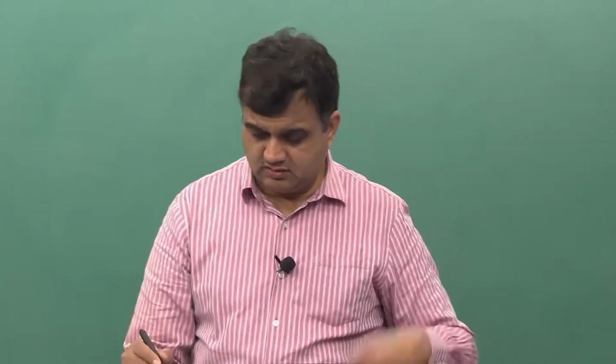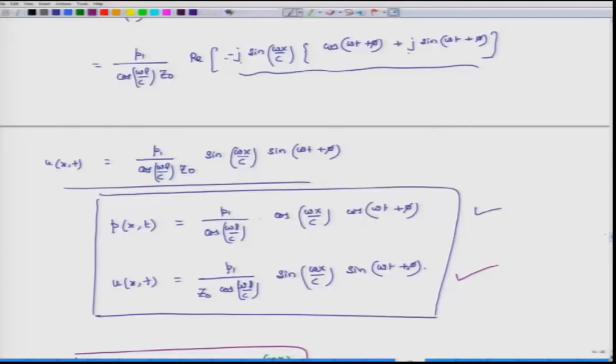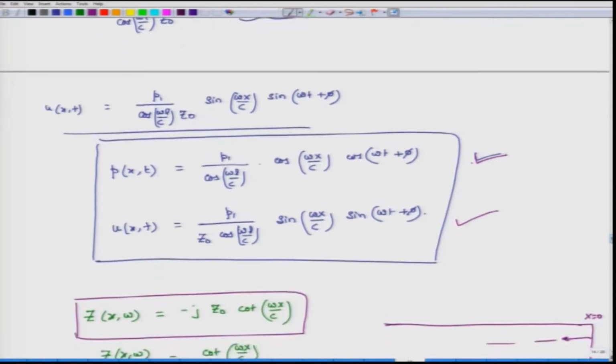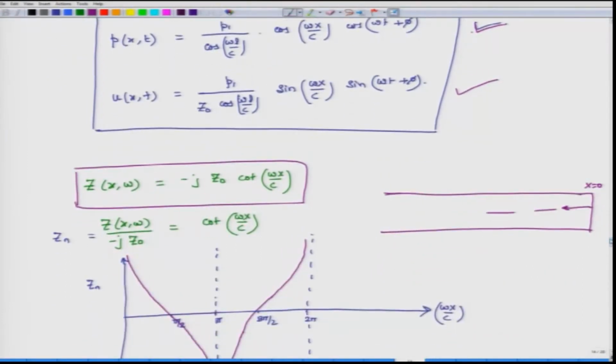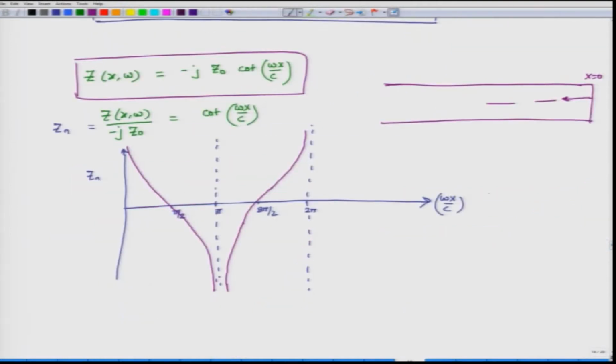So, yesterday what we had discussed was we had developed these two equations. The first equation is for the pressure wave in a closed tube, and the second equation relates to particle velocity in a closed tube. And then using our definition for specific acoustic impedance, we found that specific acoustic impedance in a closed tube is minus j times z naught cotangent omega x over c. And if I plot this function in an xy plane, this is how my specific acoustic impedance curve is going to look like.